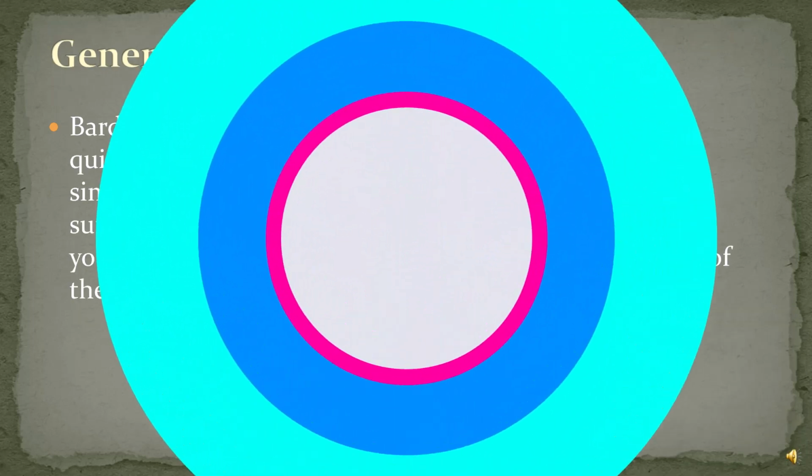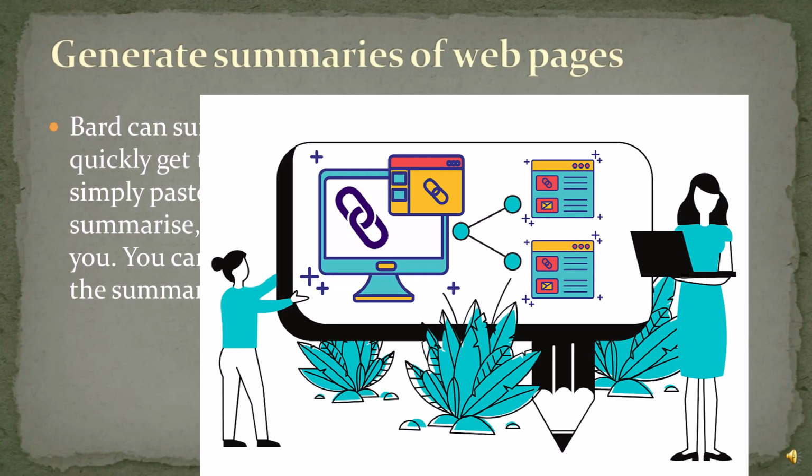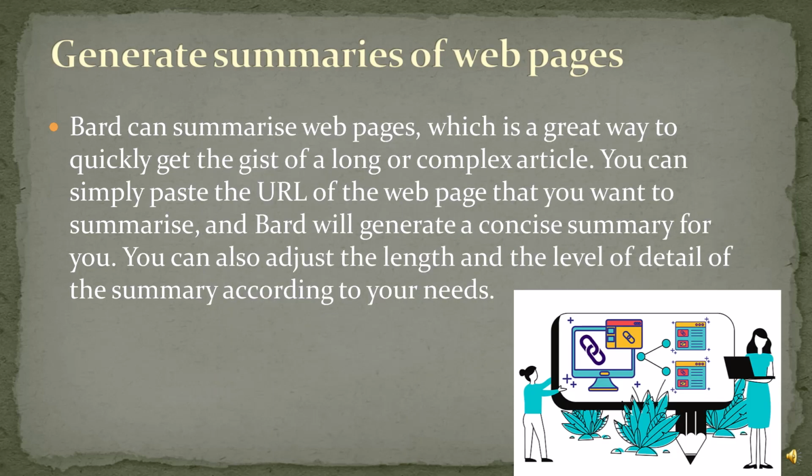Bard can also summarize web pages, which is a great way to quickly get the gist of a long or complex article. You can simply paste the URL of the web page that you want to summarize, and Bard will generate a concise summary for you. You can also adjust the length and the level of detail of the summary according to your needs.